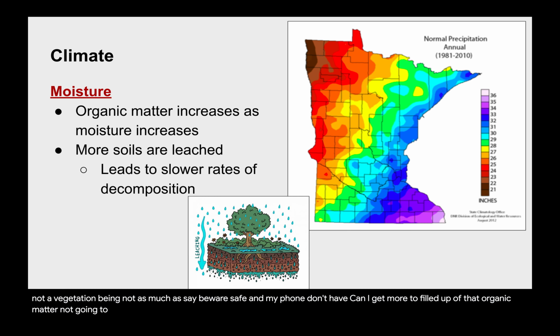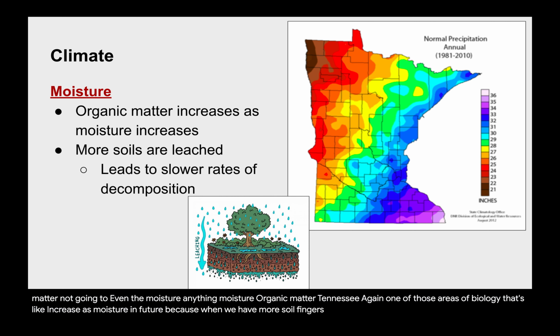There's also pathways into moisture. We know organisms need moisture to break down all of our decaying matter. Organic matter tends to increase as moisture increases, and this, again, is kind of counterintuitive. It's one of those areas of biology where it's not making as much sense. Organic matter will increase as moisture increases, because when we have more soil being leached, it's going to lead to a slower rate of decomposition.